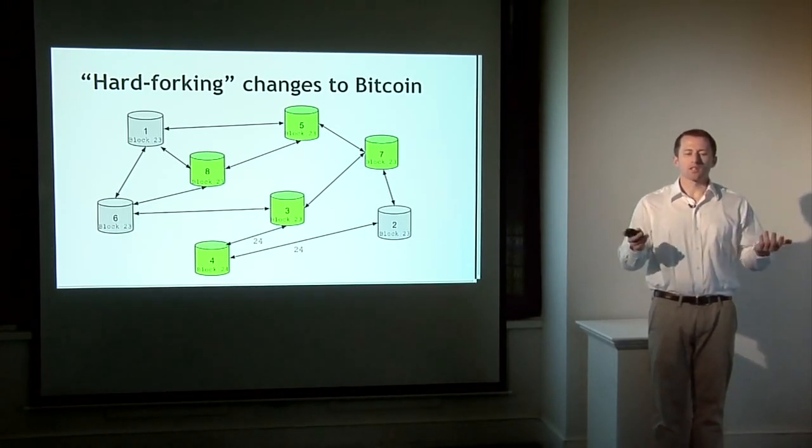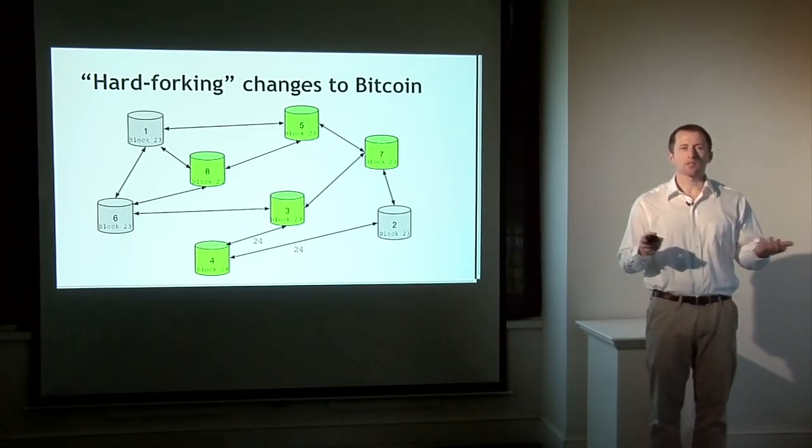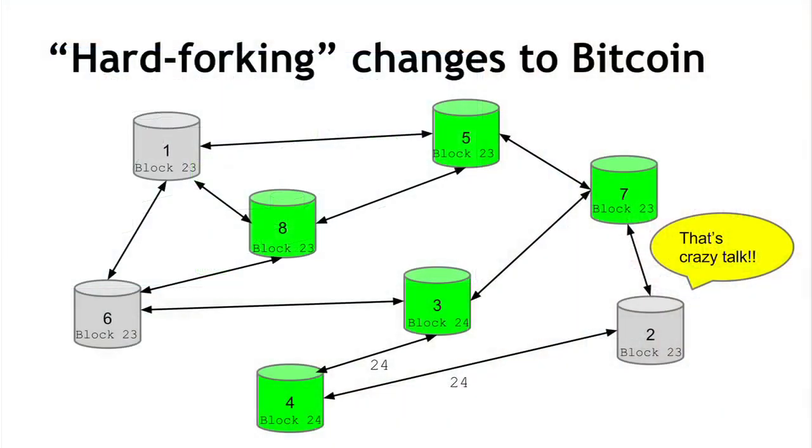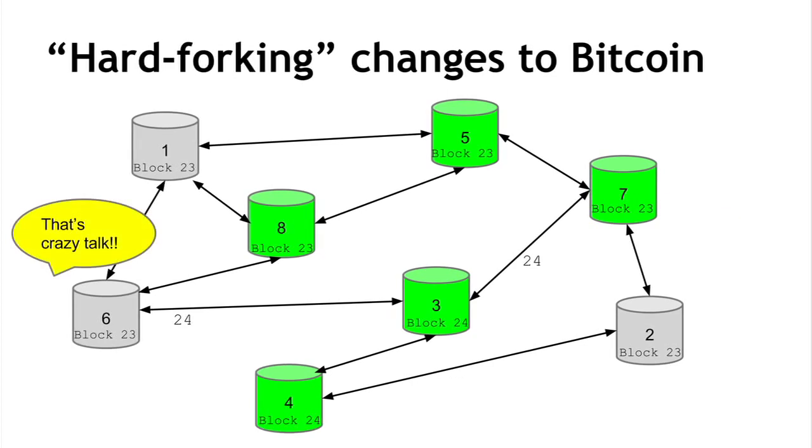So node 4 is going to send block 24 out to its neighbors, nodes 3 and 2. Node 3 is going to get it and say, great, I got that one. I'll update my version of the blockchain to have that as the newest block. Whereas node 2 is going to say, that's crazy. You have some operation code that's disabled or reserved. I have to reject this block. I don't understand it. I can't accept it. And similarly, when it gets over to node 6, it's also going to say, nope, I can't accept that block either.